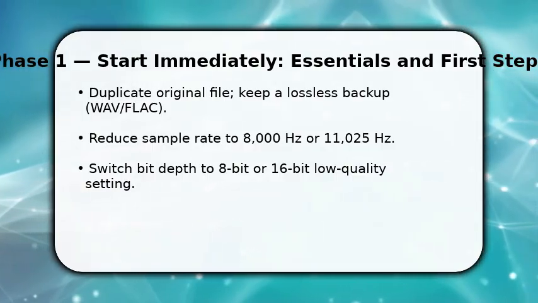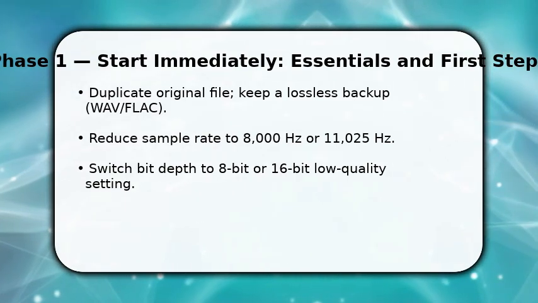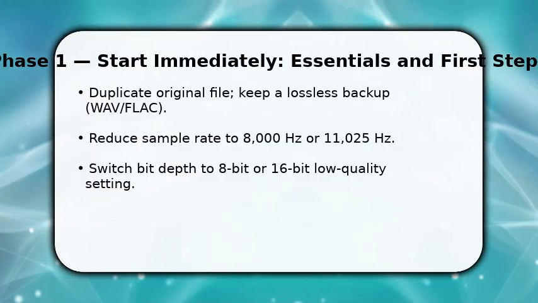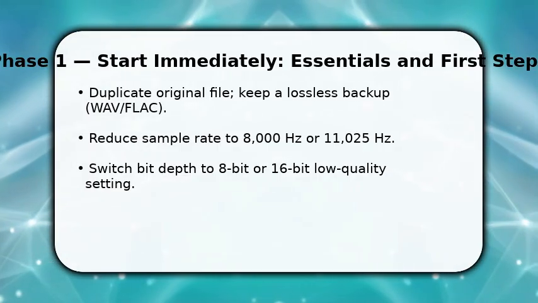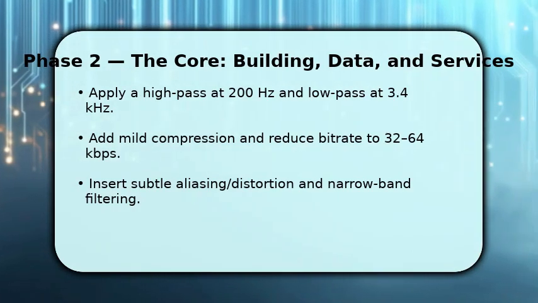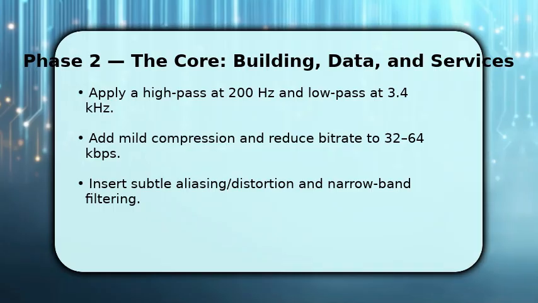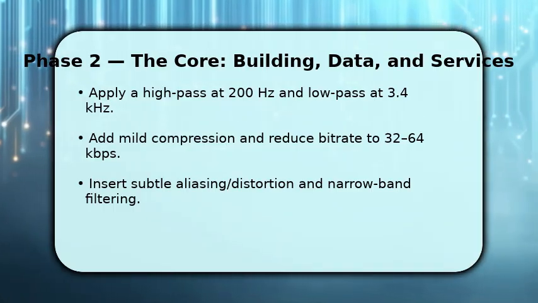Make sure to document the original settings so you can repeat or reverse steps later. You now shape the character using filters and artifacts. Apply a high pass around 200 Hz and a low pass near 4 kHz to mimic narrowband channels. Then add mild compression to squash dynamics, which emphasizes noise and grit.